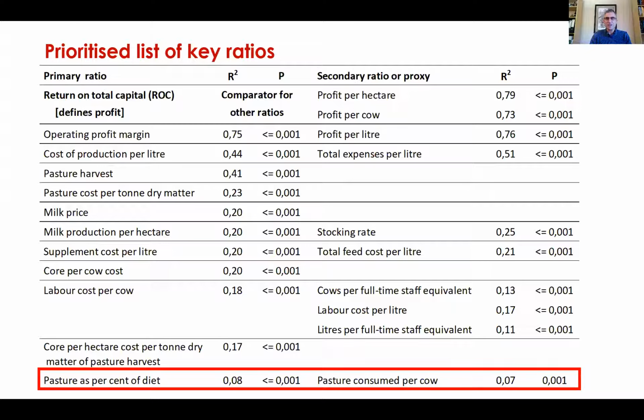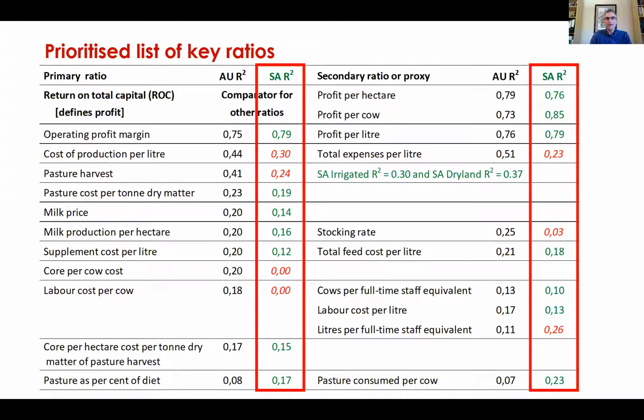Pasture as a percent of the cow's diet is the ratio that describes the farm production system being implemented. The relevance of this ratio will be described in depth later in this presentation. Pasture consumed per cow is a similar ratio in most regards, though would be a secondary ratio to pasture as a percent of the diet.